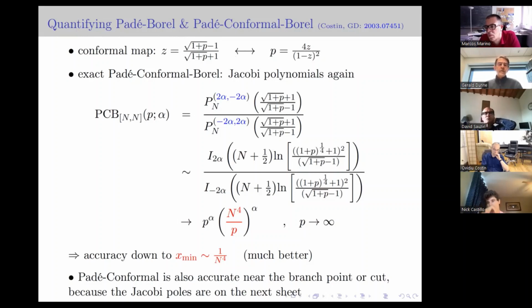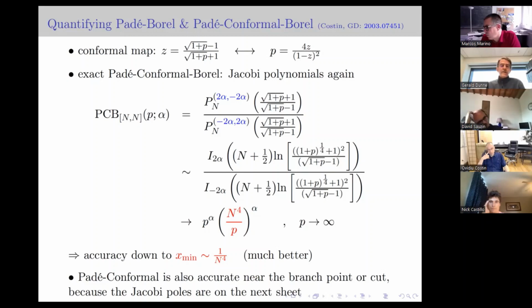But since they're Jacobi polynomials, we can again look at the uniform asymptotics at large n and anywhere in p. And this tells us now that as p goes to infinity, it actually scales very differently. It scales with n to the 4th. And so this means that for some chosen level of accuracy, you can now extrapolate from x equals plus infinity down to some minimal value of x approaching 0. And that scales with 1 over n to the 4th. So again, if you increase n by a factor of 10, you get a factor of 100 improvement over just doing Padé.